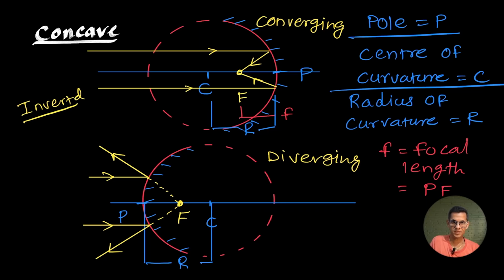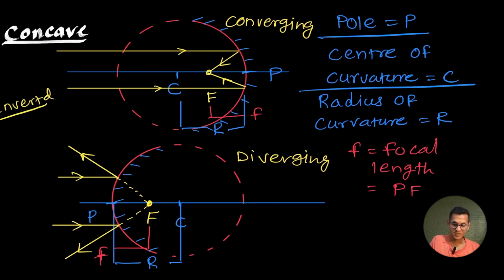So again here, in case of convex mirror also, the same logic applies. The distance between point P and point F is the focal length given by small f. Always remember, the distance C and P is double that of distance PF. Distance CP is double that of distance PF.